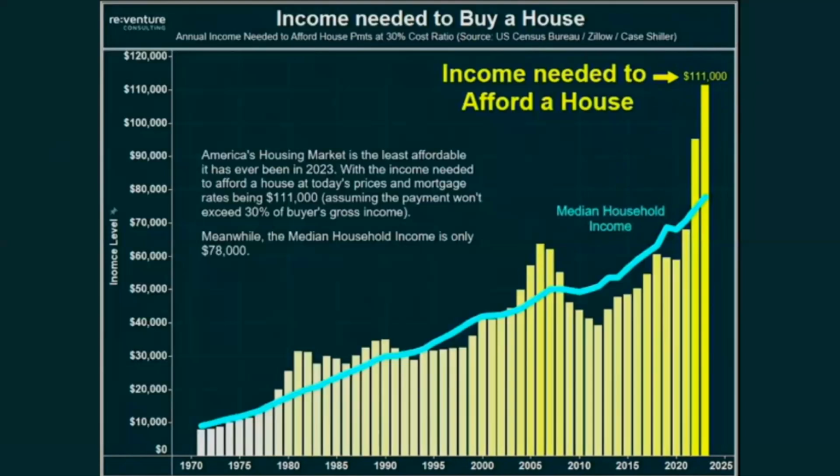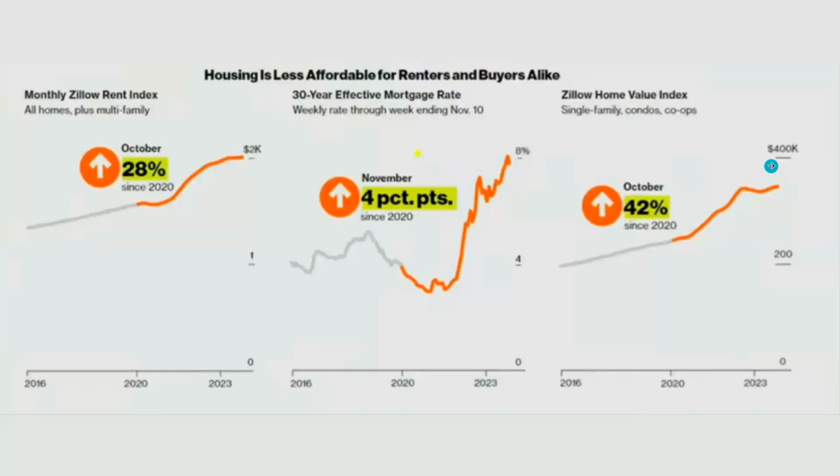Meanwhile, the median household income is only $78,000. So it's really shocking, and it's hurting a lot of people right now. And that affects renters and buyers, right? It's really both of them. So housing is less affordable for renters and buyers alike.